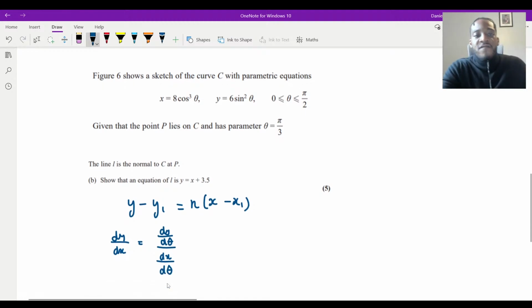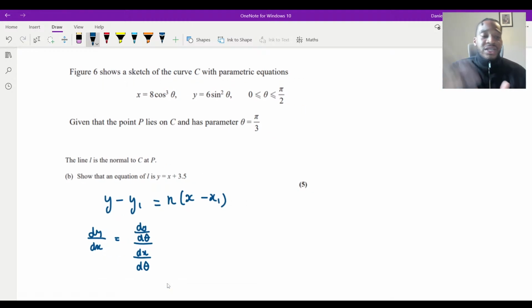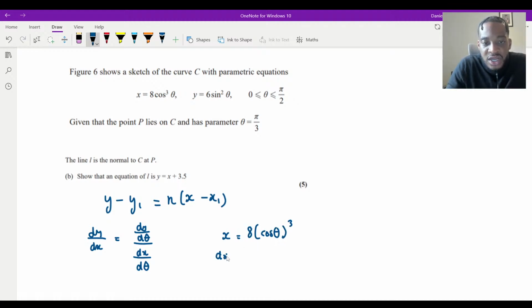So what I need to do is figure out the derivative of both of those and then put them in here. Now x, I'm going to write as 8 bracket cos theta all cubed. To differentiate this, it's quite easy to see that this is just a chain rule problem. It's going to be 24 cos theta, squared, so it drops by 1, and then we times by the inside derivative. Cos theta differentiates to minus sine theta. So I get that there.